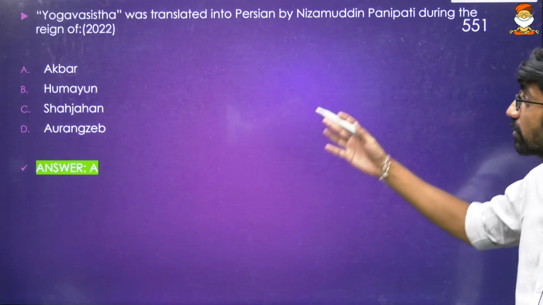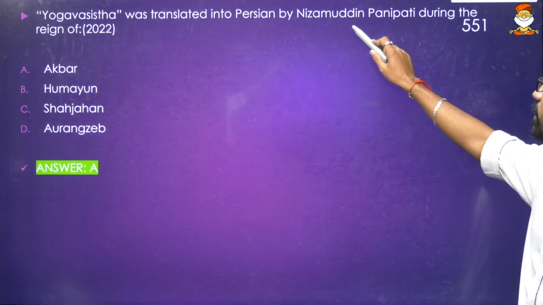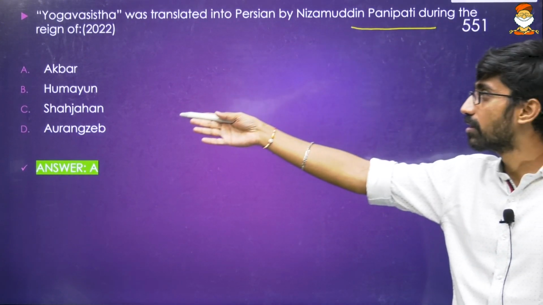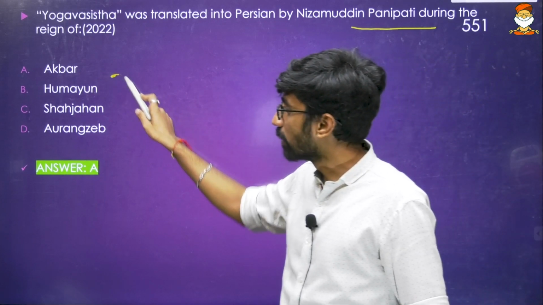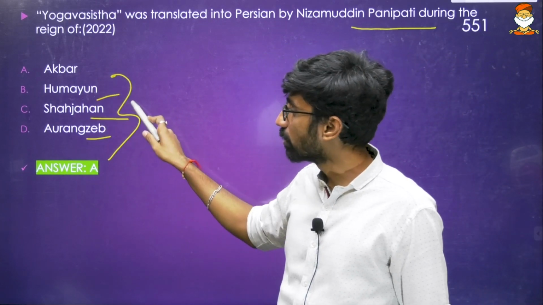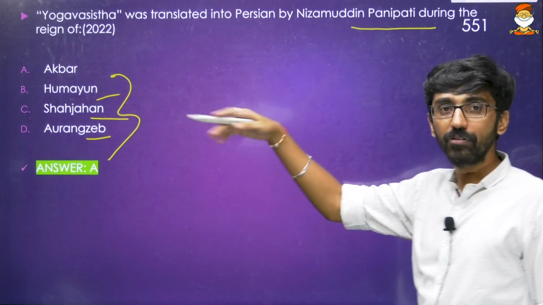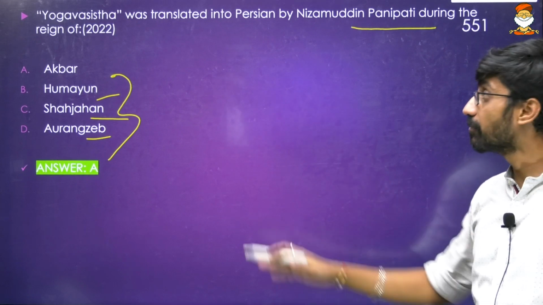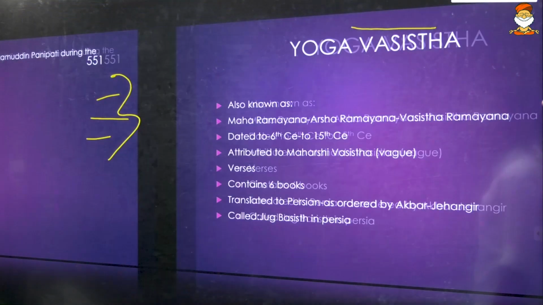And again, Yoga Vasistha was translated into Persian by Nizamuddin Panipati during the reign of Akbar. Again, answer options are there: Aurangzeb, Shah Jahan, Humayun and Akbar. We'll see that one also. All the kings we are going to see. But before that, we'll see what is Yoga Vasistha.